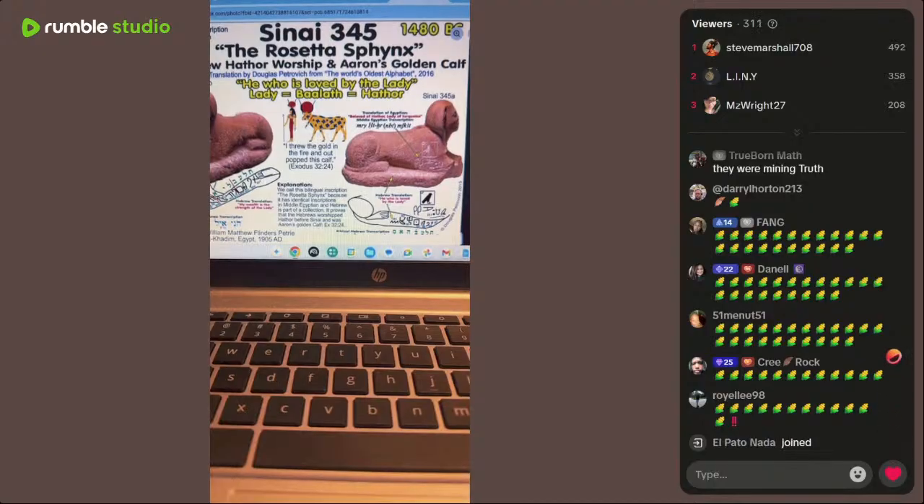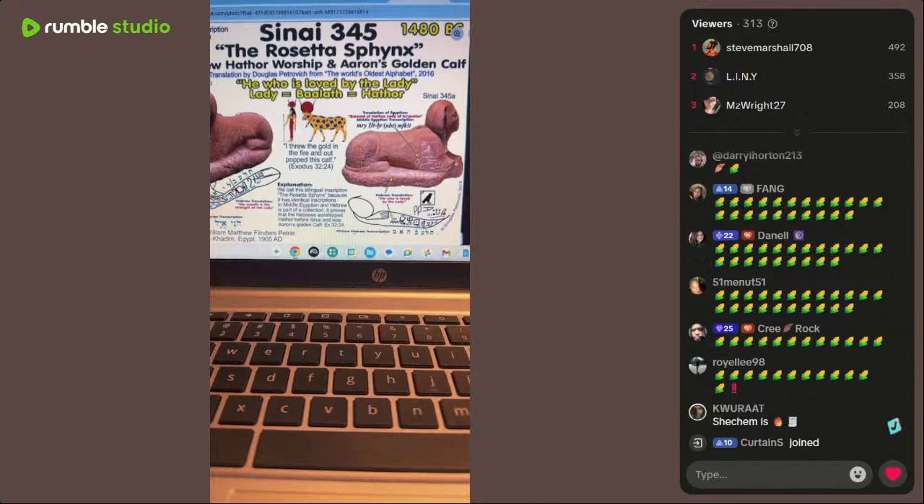We call it a bilingual inscription, Rosetta Sphinx, because it's identical inscriptions in Middle Egyptian and Hebrew as part of a collection. It proves that Hebrews worshipped Hathor before Sinai. You see that?